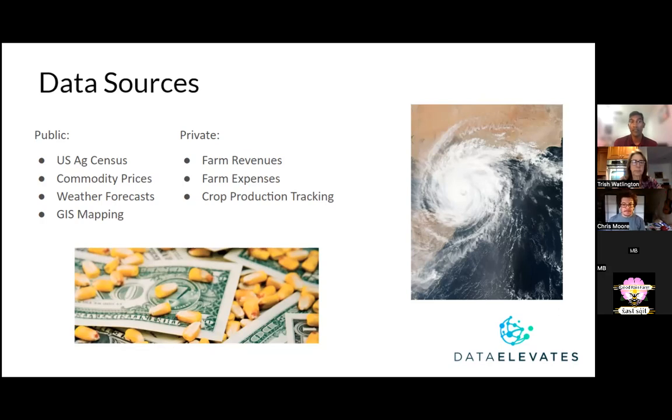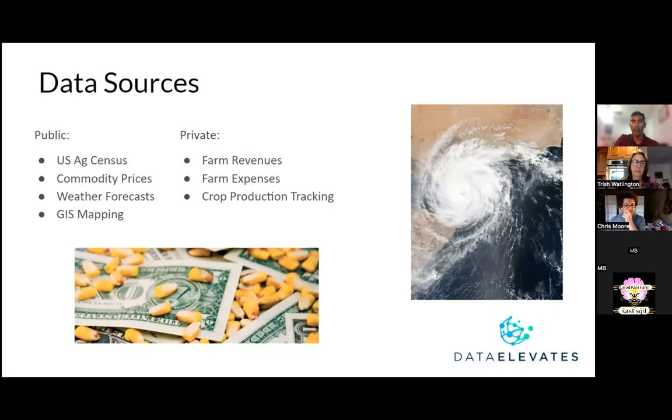And then there's also a lot of publicly available data. Trish mentioned the farmers market data. That was a really good one. We had commodity prices, the ag census, weather data can be useful for farmers, and that can be publicly available as well, as well as GIS, which is Geographic Information Systems mapping data. Just to plug it, I believe there's a good session on GIS mapping that is useful for farmers. Can mention later.